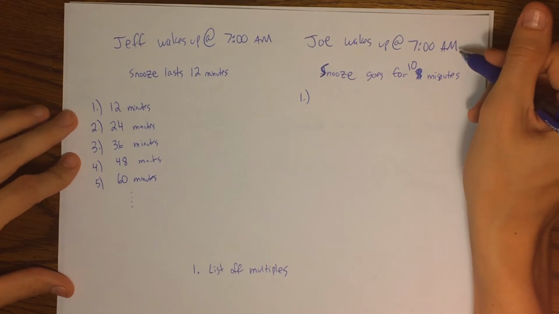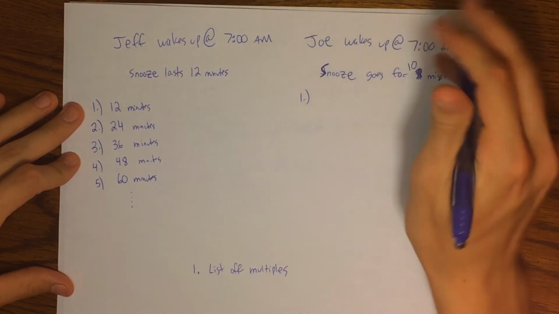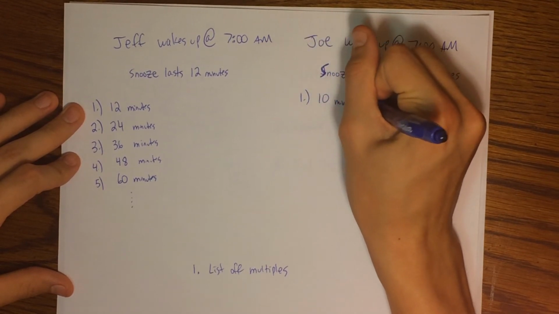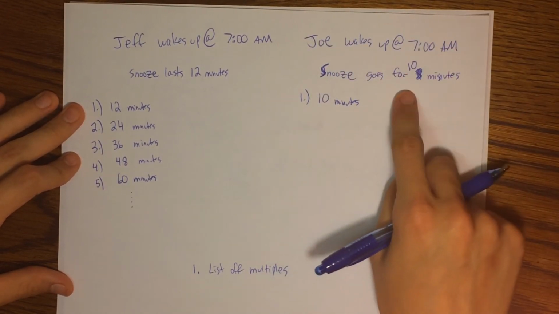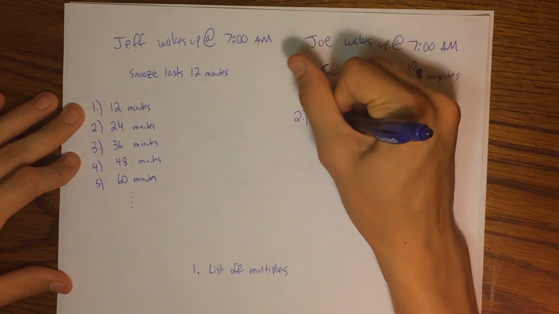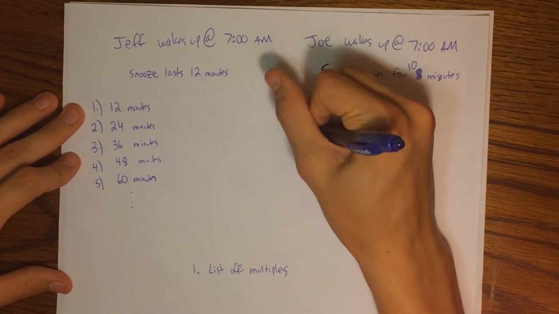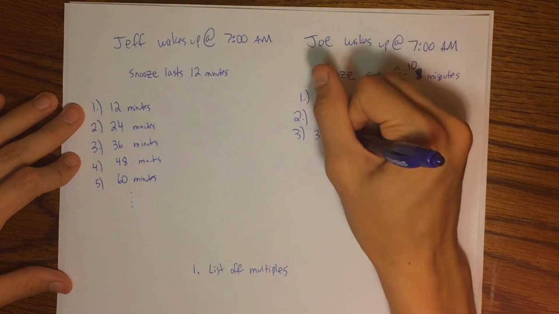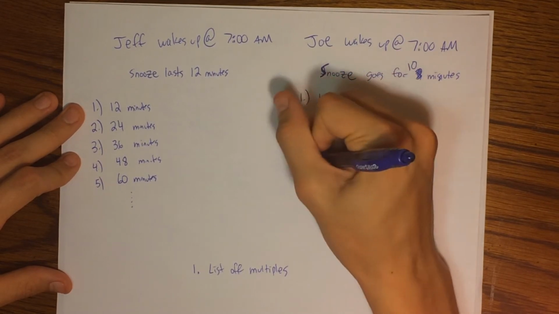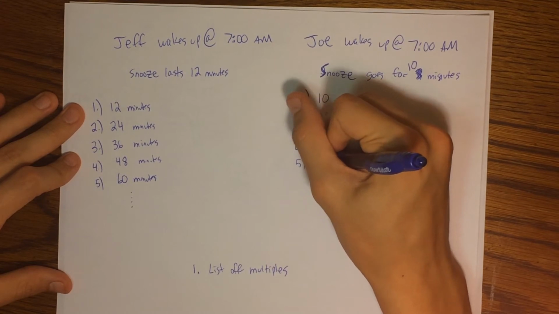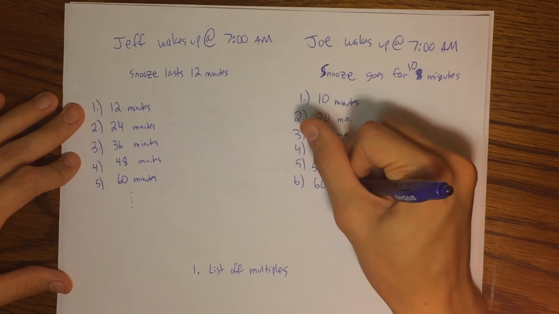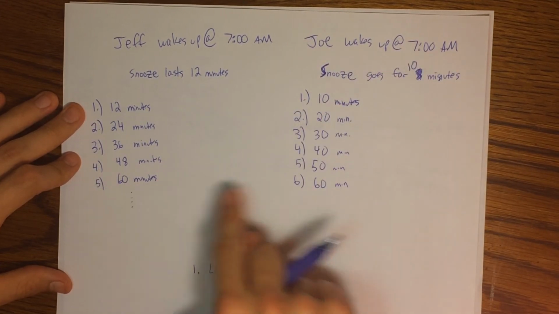So Joe wakes up at 7 o'clock, and then the first time that snooze button goes off is going to be 10 minutes later, because that's how long each cycle lasts. So therefore the second time is going to be in 20 minutes. Third time is going to be in 30. Fourth will be in 40. Fifth will be 50. And the sixth time will be 60 minutes. Look, I was right.